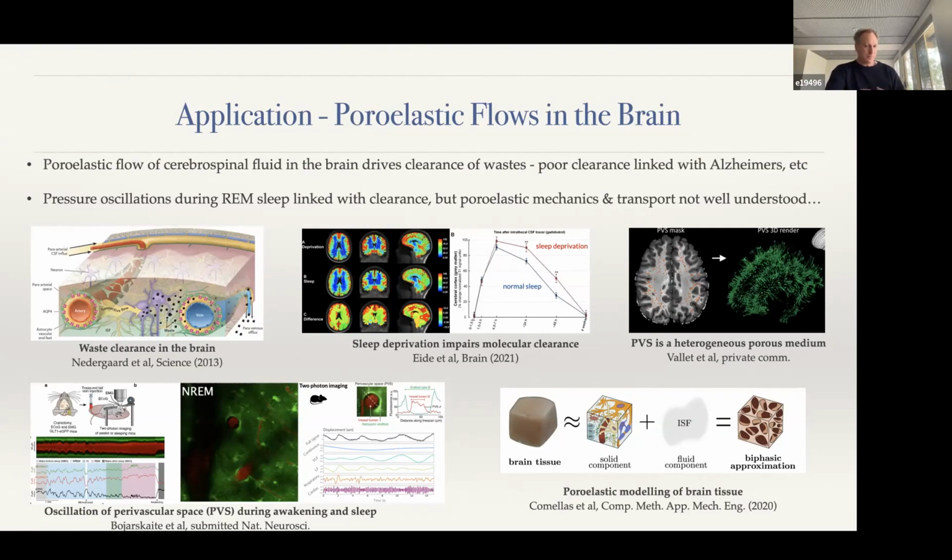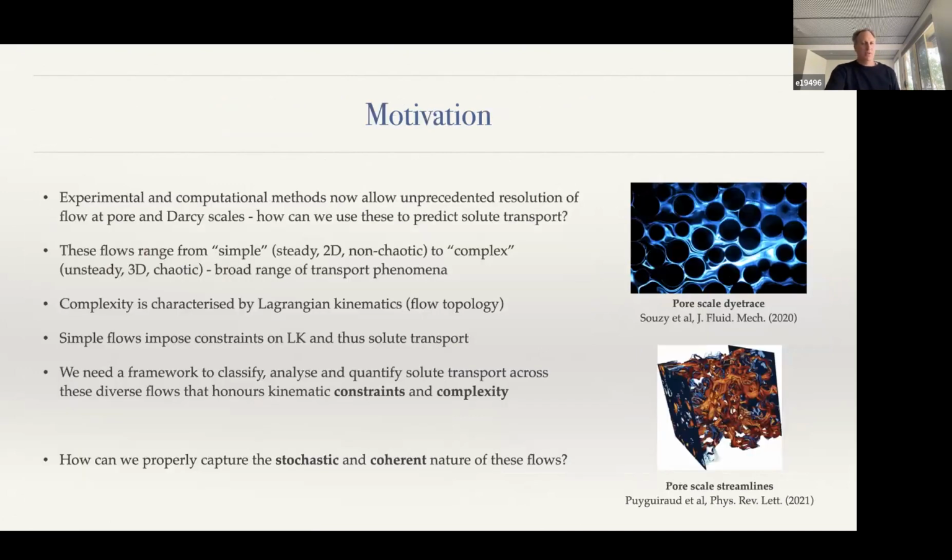So I guess that's an overview of some of the ways that complex flows in porous media can lead to important changes in biological systems. The motivation for today is to take this problem as an example of complex transport, but also think about simple systems like we looked at earlier with packed spheres, and think about how we can characterize and understand solute transport in those systems. There's a range of new experimental and computational methods that allow us to resolve transport and mixing at the pore and Darcy scales with unprecedented resolution. And the question is, how can we use these to predict solute transport?